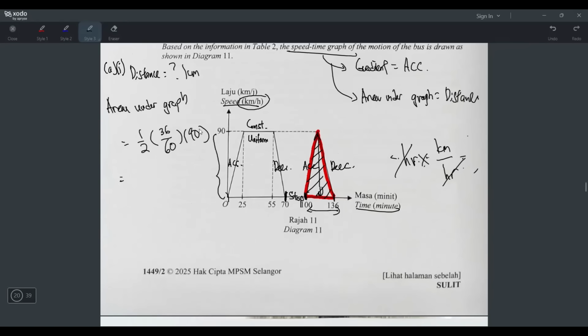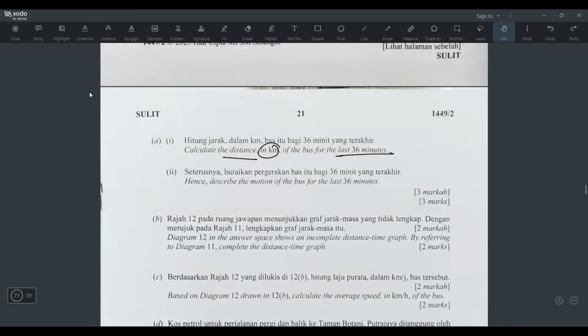Alright, so now we can press all this in the calculator, and you get 27. But the question asks for distance, right? So we just write distance equals 27, and it's in km, automatically in km already, because I already converted the unit so that it can cut here. Okay, that's all. Now question 2.